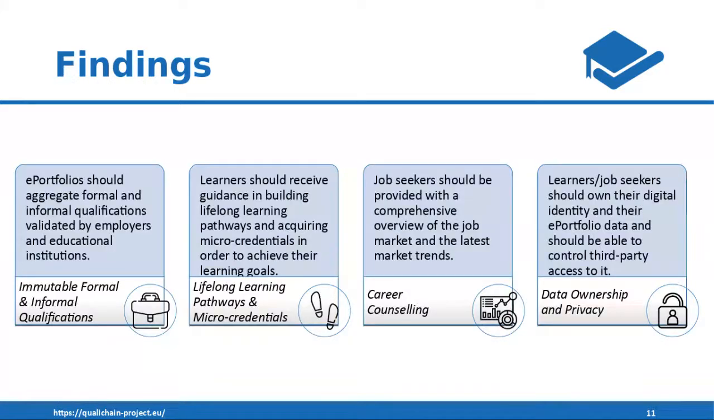In this next slide, you can see some of the major findings from this consultation exercise so far. I have grouped those in four main themes. In the first theme, we have immutable formal and informal qualifications. According to this requirement, lifelong learners should aggregate in their portfolios both formal and informal qualifications, which can then be validated by employers and also educational institutions. So the need to recognize not only formal but also informal learning achievements is quite prominent.